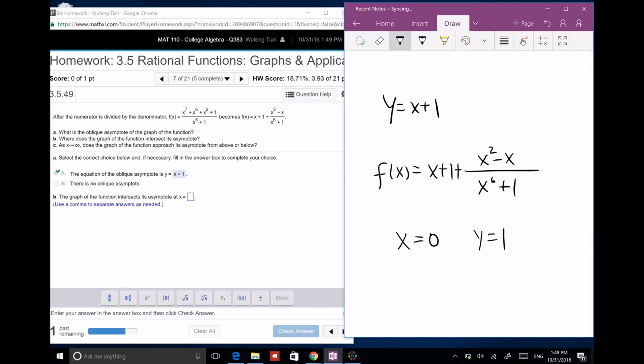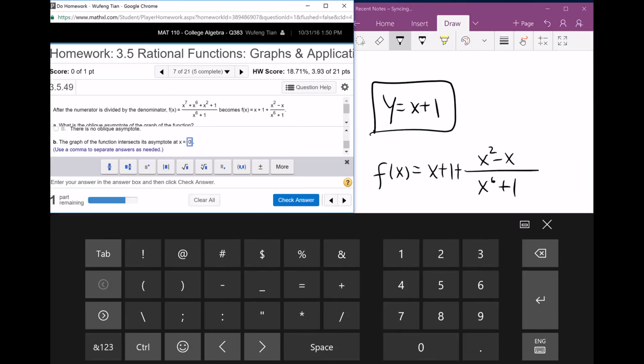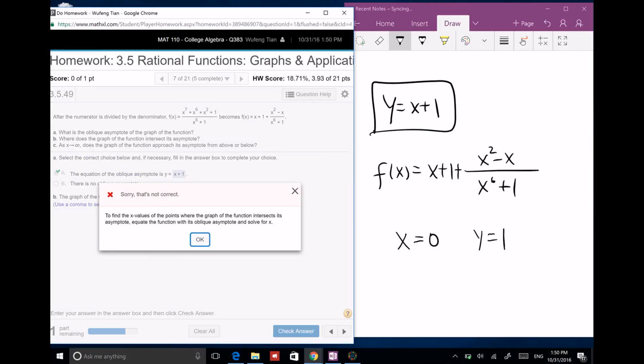Okay, so does it intersect its asymptote? Does it have an asymptote? It has an oblique asymptote. So it does not have a vertical asymptote. It does not have a horizontal asymptote. It only has this asymptote, when y equals x plus 1. When x equals 0, y equals 1. Find the x values where the graph of the function intersects the asymptote.